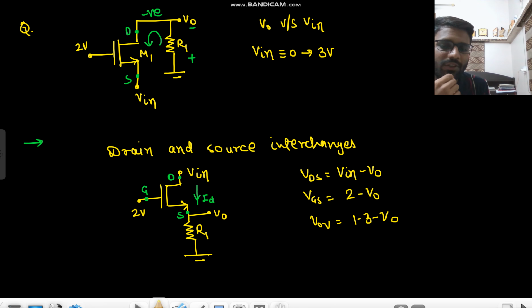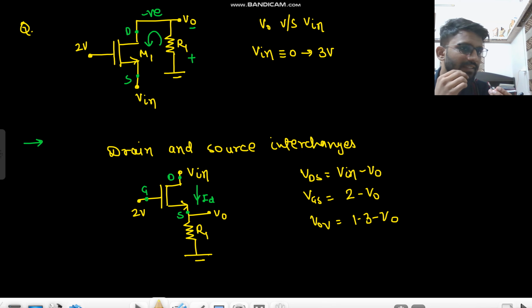At Vin equals 0, will the MOSFET turn on? Yes, it will surely turn on. Just above 0 it will turn on. Let us assume Vin equals 0.1 volt. Vin will always be greater than Vo, as I explained in the previous analysis. If Vo goes high, the drain would become the source. The current has to flow through R1, and then Vo goes negative. So Vo has to be lesser than Vin.